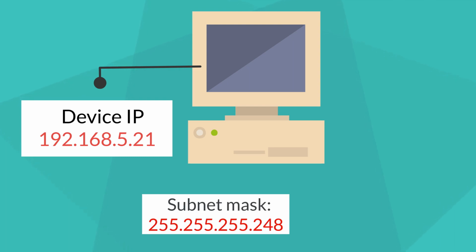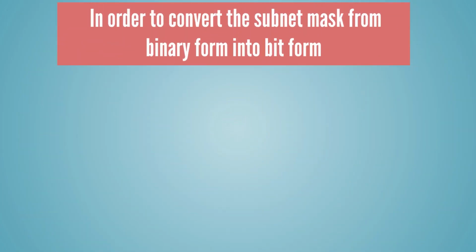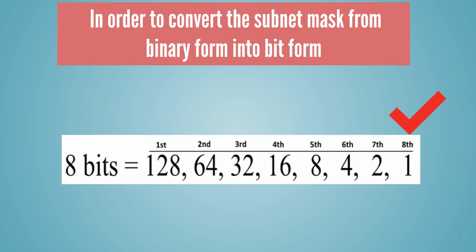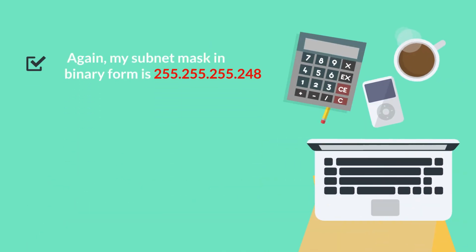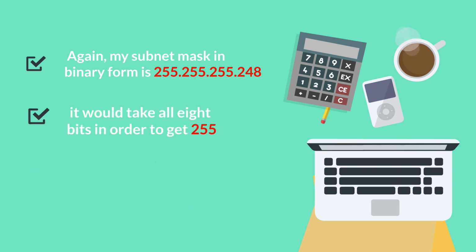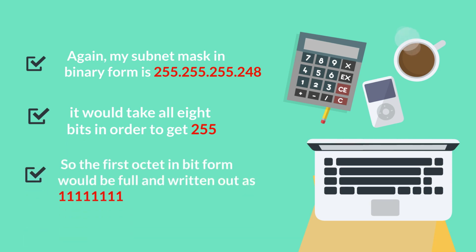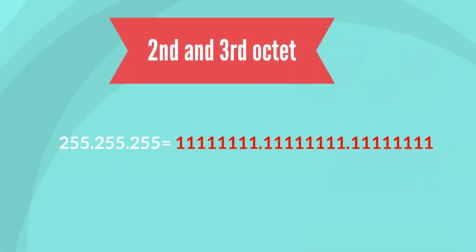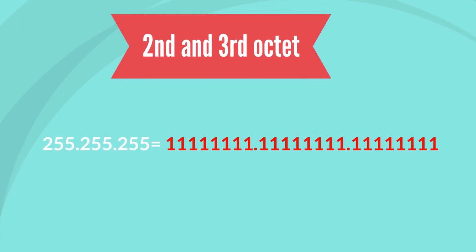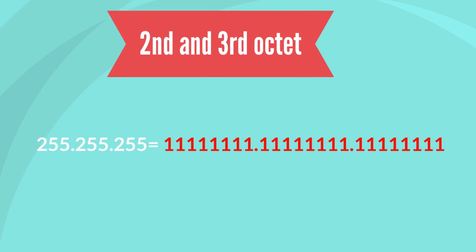255.255.255.248. In order to convert the subnet mask into bit form, I will first need to lay out the binary weight for 8 bits. We went over this in the last video. Again, my subnet mask in binary form is 255.255.255.248. In this mask, the first octet is 255. According to my binary weight, it would take all 8 bits in order to get 255. So the first octet in bit form will be written out as all ones, 8 of them. The second and third octets are also full with 255. So the first 3 octets in bit form will be written as 8 ones in each octet because they're full.